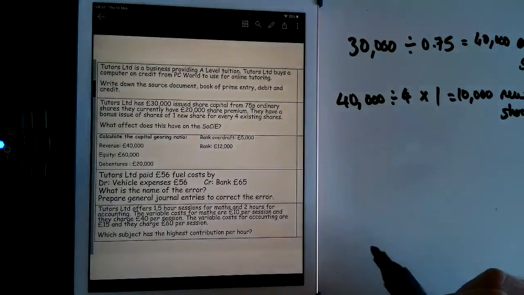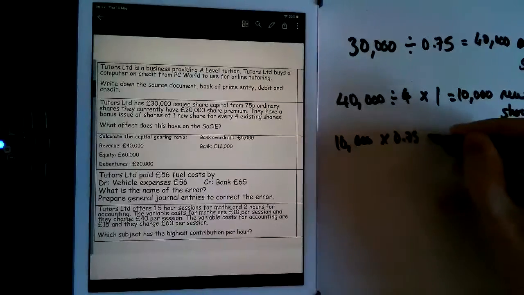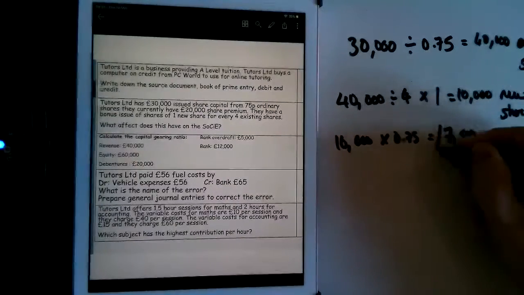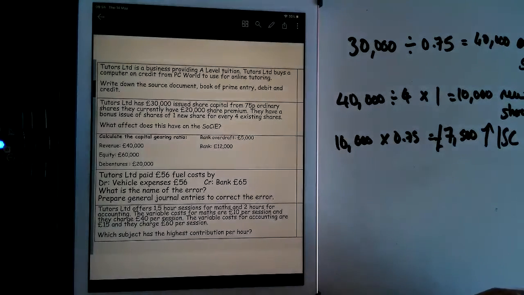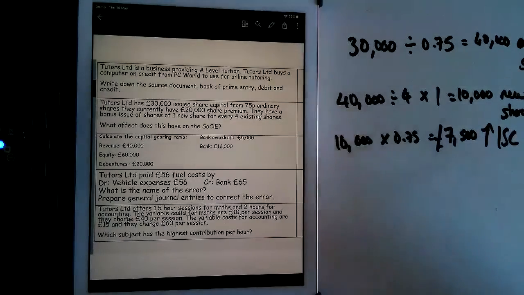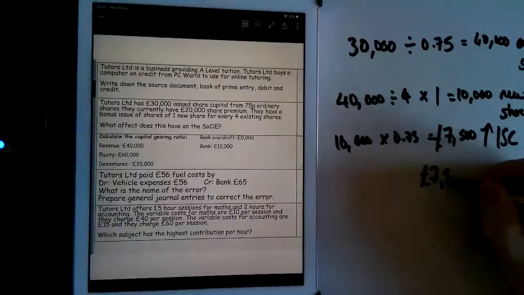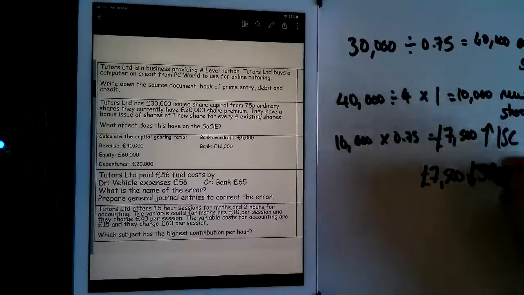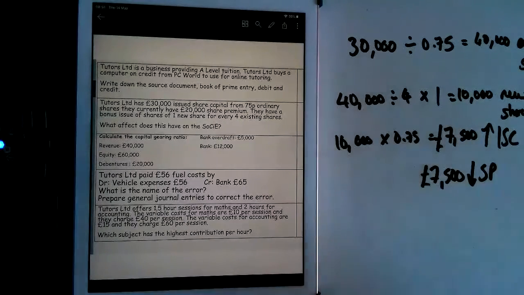Well, a share was worth 75p, so 10,000 times 75p gives us £7,500, and that's going to increase the issued share capital. However, like I said, a bonus issue can't increase equity overall, so something's got to decrease. So the share premium, we use up some of the share premium to fund the shares. So the issued share capital goes up by 7,500, the share premium goes down by 7,500, so they balance each other out.